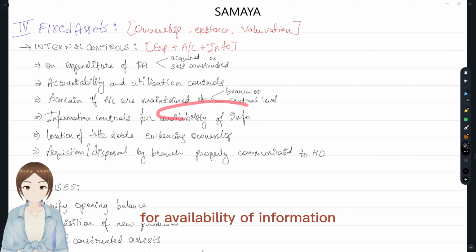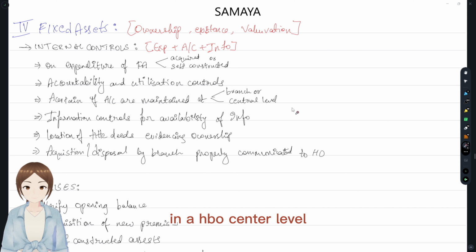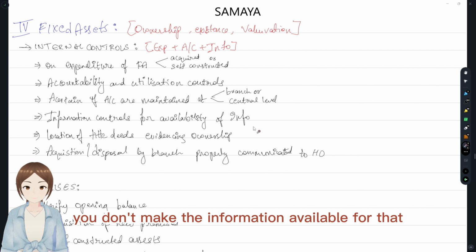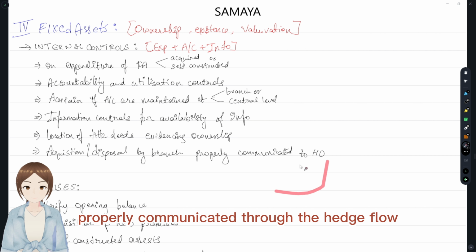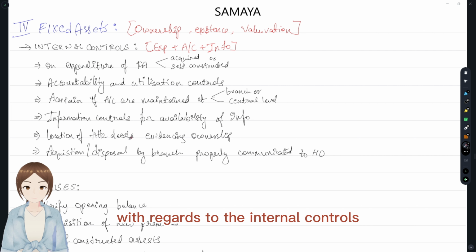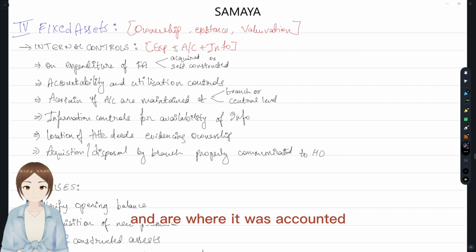Information controls for availability of information. There should be proper information given. If it was maintained at HO central level, and the branch auditors ask for the fixed assets information, they have to make the information available. For that, information controls have to be there. And location of title deeds, evidence of ownership, and acquisition or disposal by a branch properly communicated to the HO. These were all the things with regards to internal controls. And you might write about ownership, existence, valuation. You have to check where it was accounted, maintained, and the expenditures.